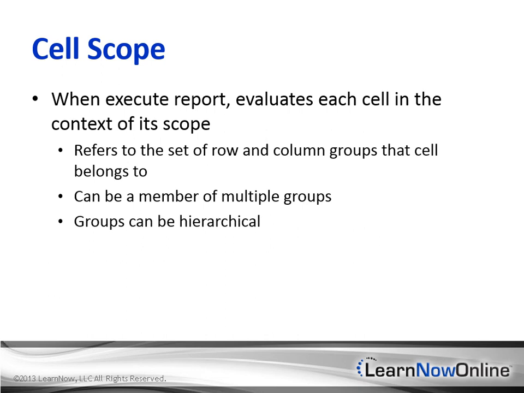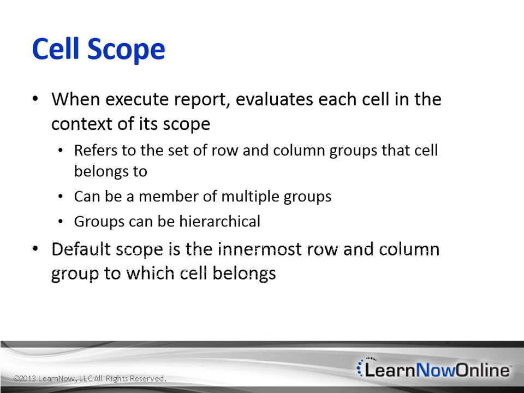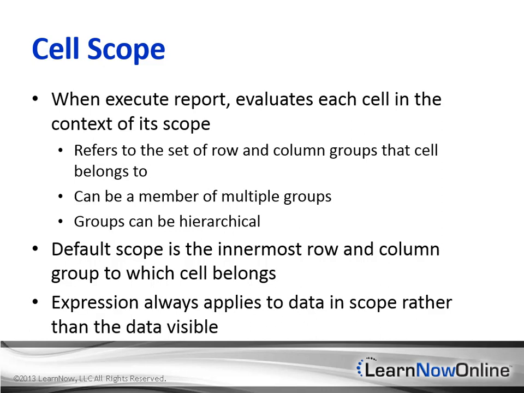Groups can also be hierarchical, so the cell could be a member of multiple groups in the hierarchy. So a more precise description of cell scope is that it's the set of groups to which the cell belongs. The default scope of a cell is the innermost row and column group to which it belongs. But you can specify a wider scope as well. An expression in a Tablix cell always applies to the data in scope rather than the data visible in the Tablix data region.